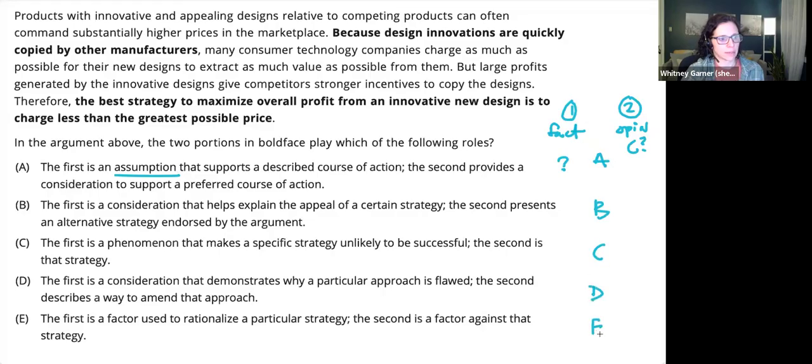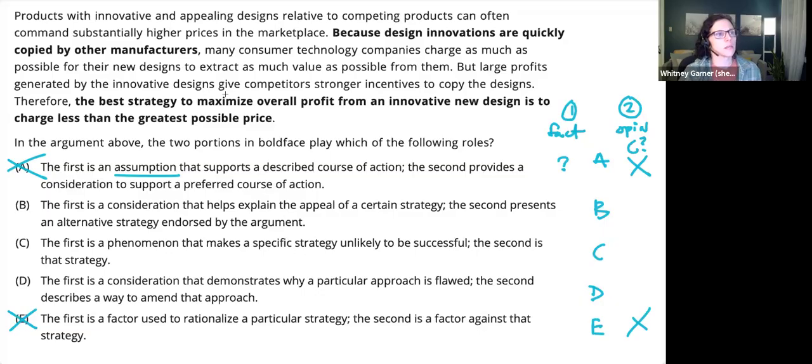Then if we look at statement 2, the second provides a consideration to support a course of, wait, no, the second one is the conclusion. Like that is the final landing. It's not here to support something. The second presents an alternative strategy, maybe. The second is the strategy. The second describes a way to amend. Maybe the second is a factor against. Okay, it's not a fact, it is a strategy. So we can get rid of E as well from this one. So, and definitely get rid of A.